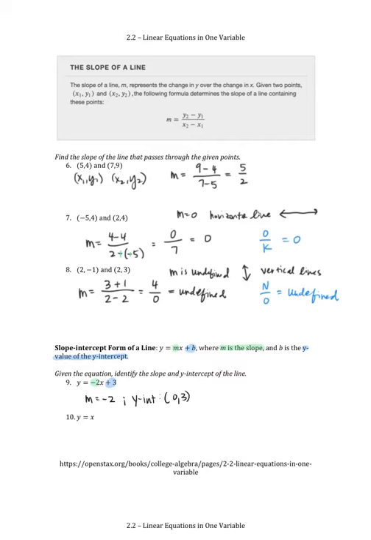All right, number 10. I put this one on here because this is kind of tricky sometimes. So the slope is in front of x. So what is in front of x? Nothing is written there. But remember, it's understood to be a 1. So your slope is 1.